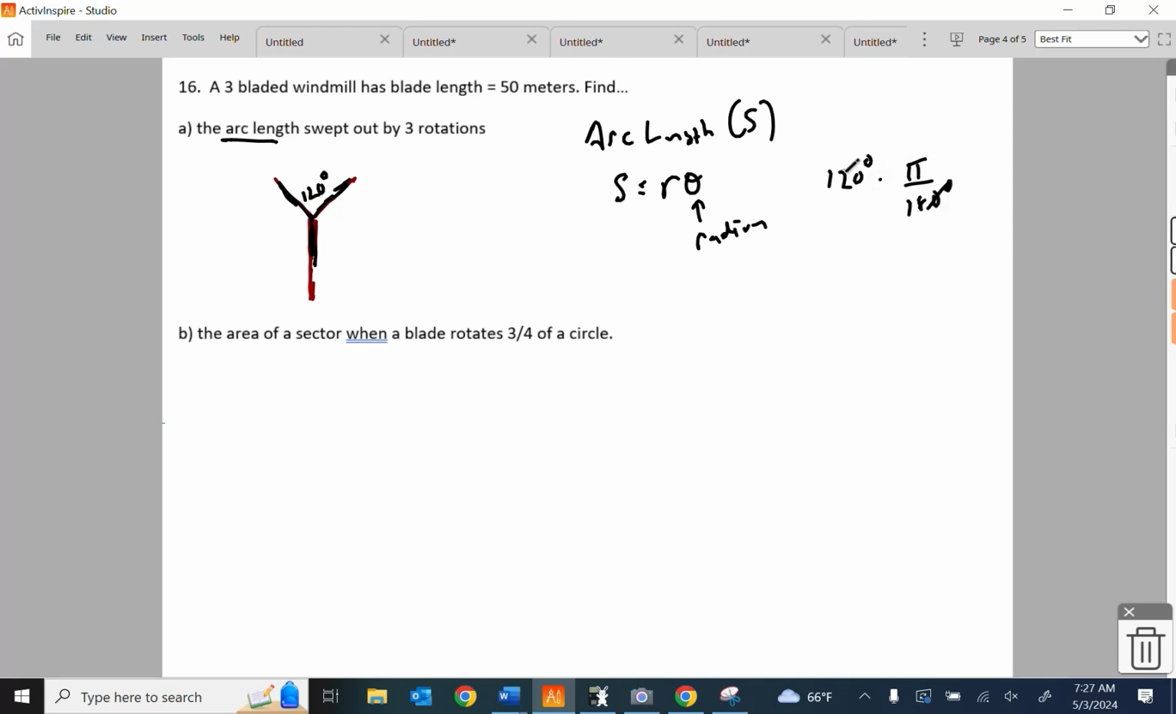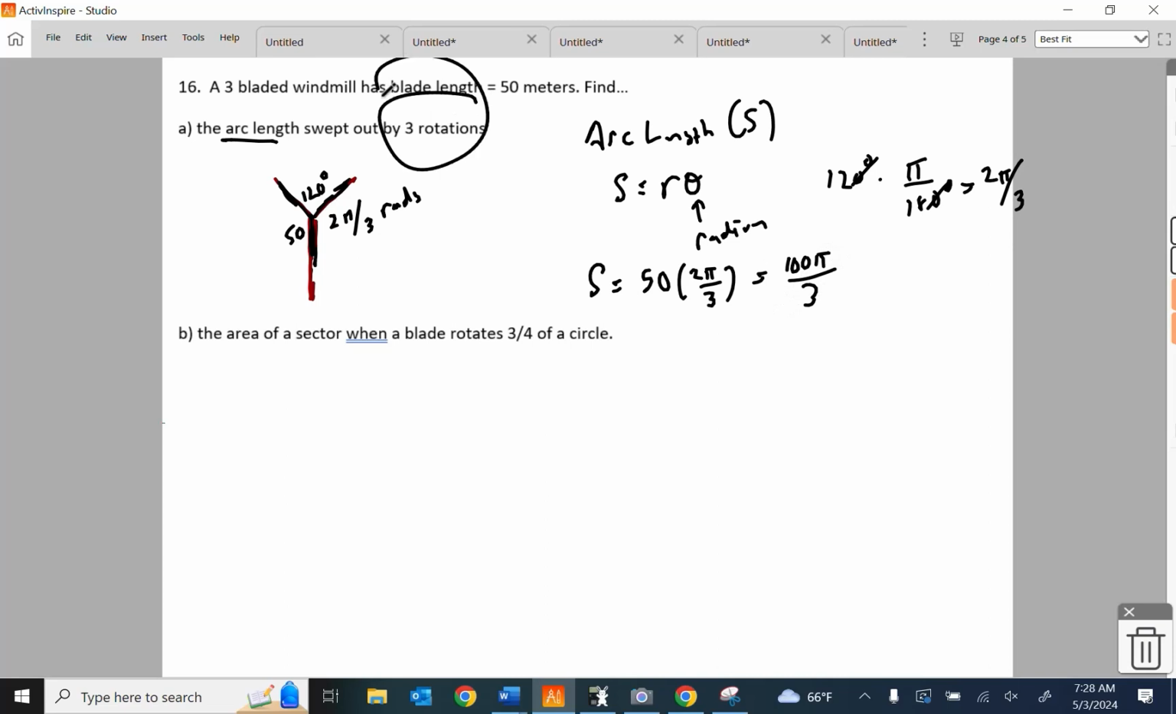I memorized these a long time ago, so I don't actually do this anymore, but the zeros cancel. 12 over 18 is going to be 2 over 3. And I get 2 pi over 3. So another way of saying it is that these things are 2 pi over 3 radians. Okay? The radius is going to be 50 meters. So my arc length is 50 times 2 pi over 3, which is simply 100 pi over 3.